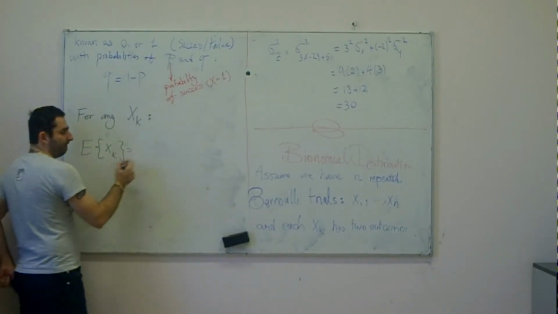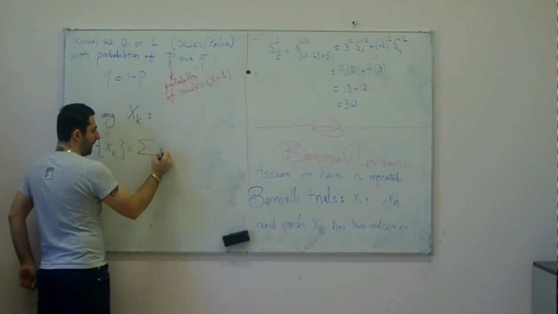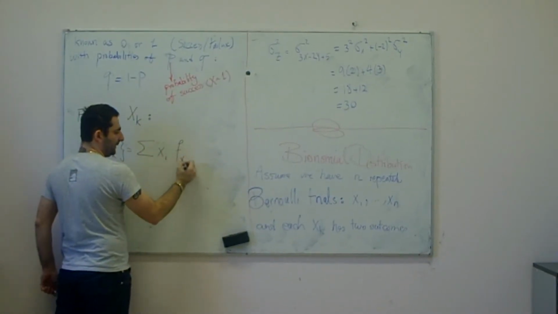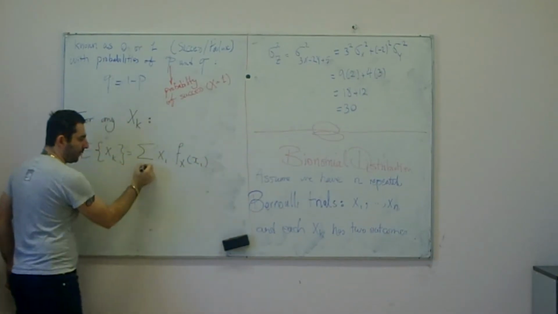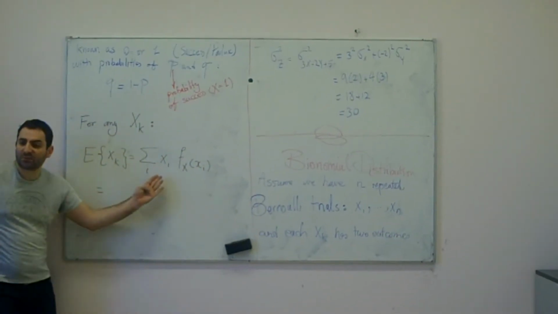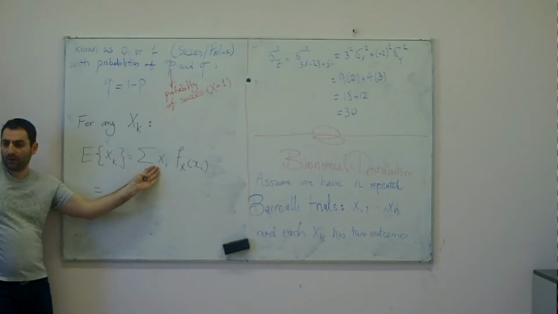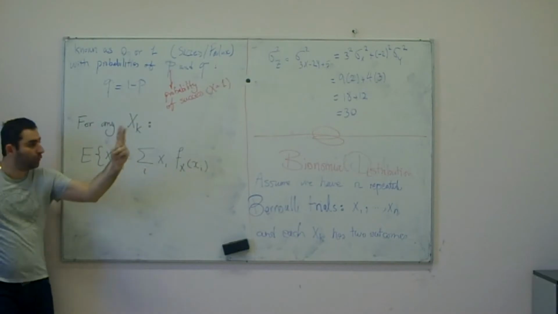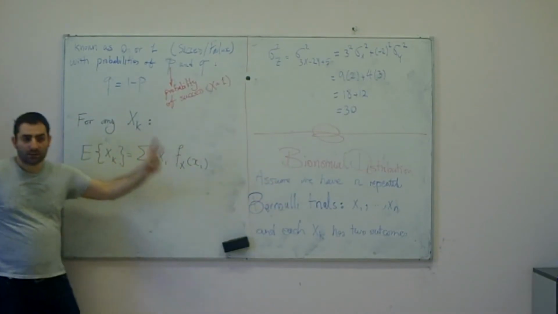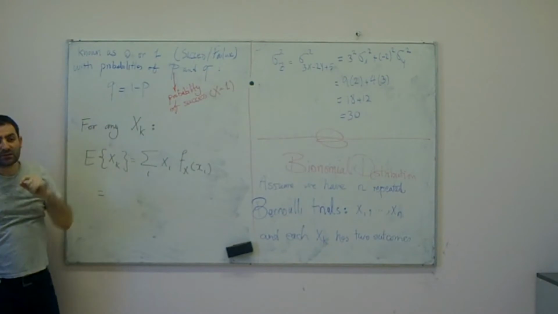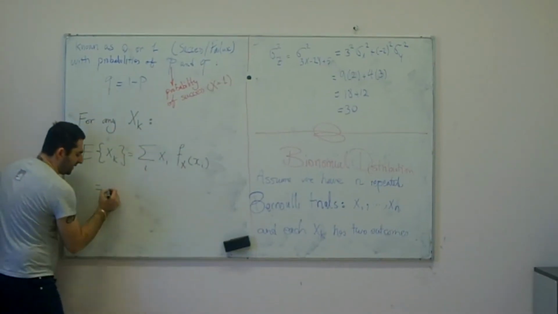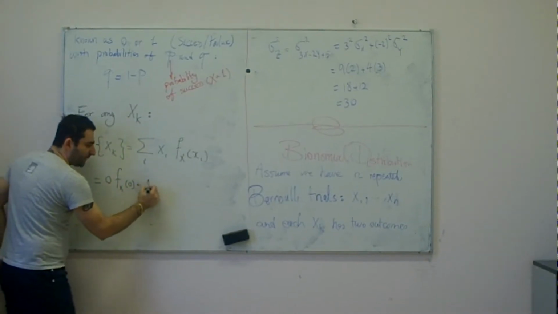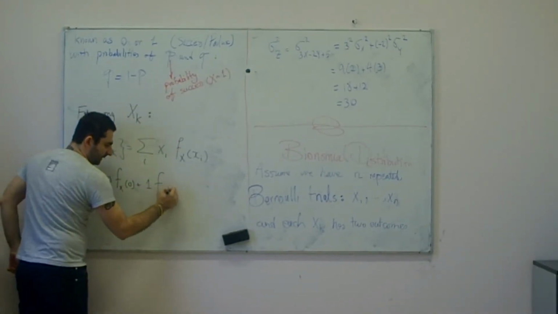It will be the summation of xi's multiplied by f over i. Can you tell me how many outcomes we have here? Nastia, how many outcomes do we have? No, 2, because it's binomial. So we have only 2. What are they? They are 0 and 1. So it will be 0 multiplied by fx of 0 plus 1 multiplied by fx of 1.